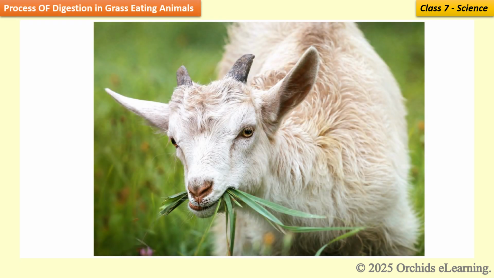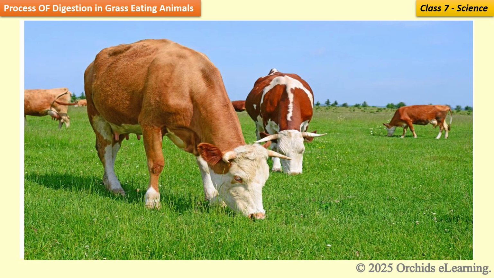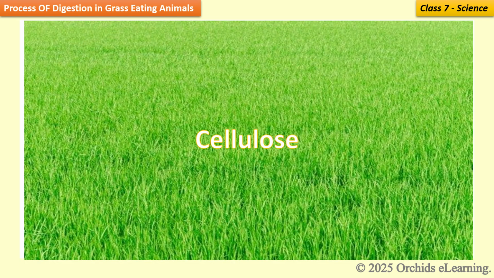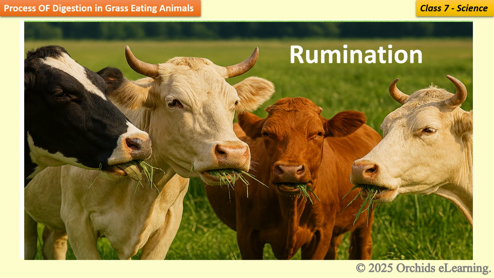Process of digestion in grass-eating animals. We see many grass-eating animals, such as cow, around us. Grass is rich in cellulose. The grass-eating animals follow a special process during digestion to digest cellulose. This process is known as rumination.